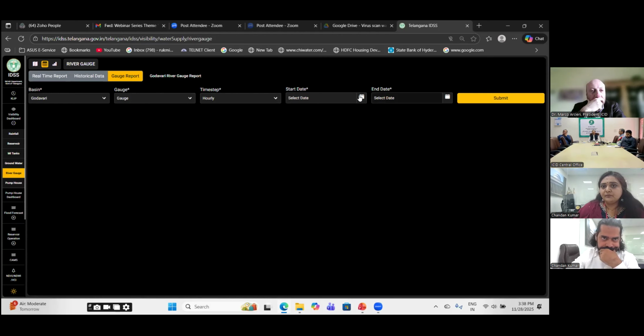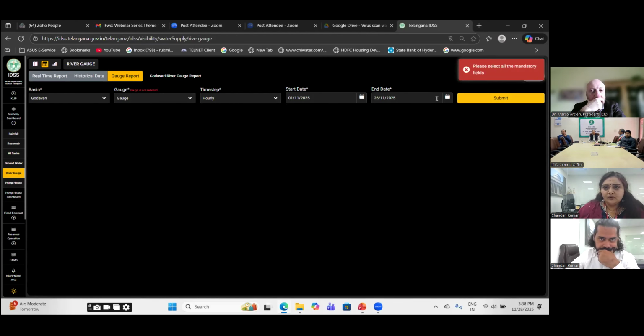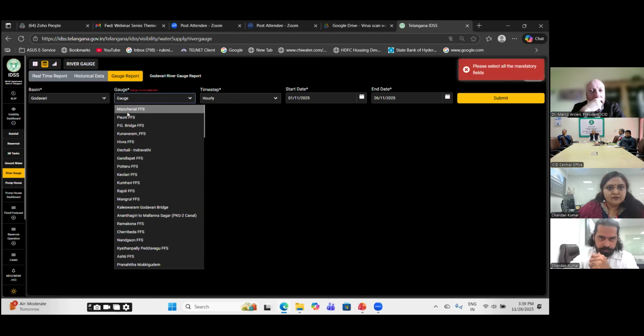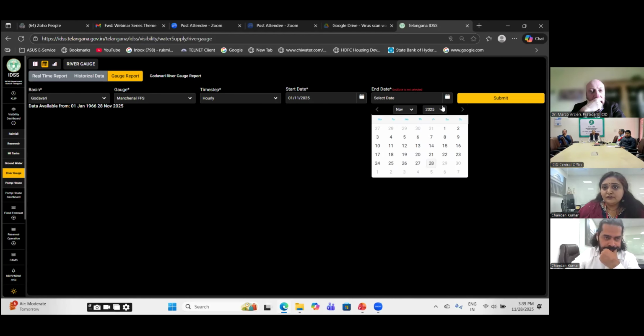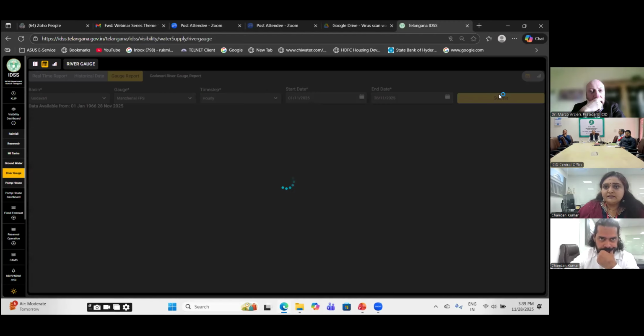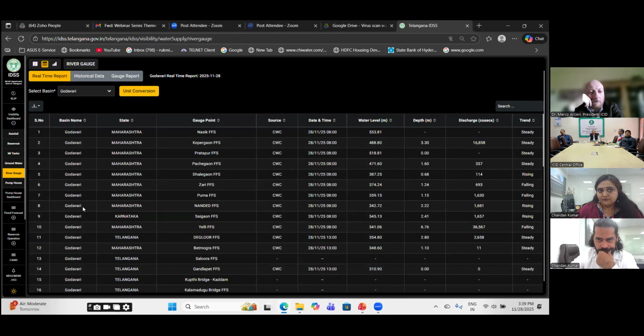The gauge report can be, for example, from 1st to 26th, and I have not selected the gauge. So that's the reason why it is showing us a warning, which is again explaining to us. So this is the gauge report. It is going to give the particular gauge of Mancherial, these are the water levels, the flows and the depths. So this information is also provided here. This is again a real-time report which I was explaining about a few minutes back.